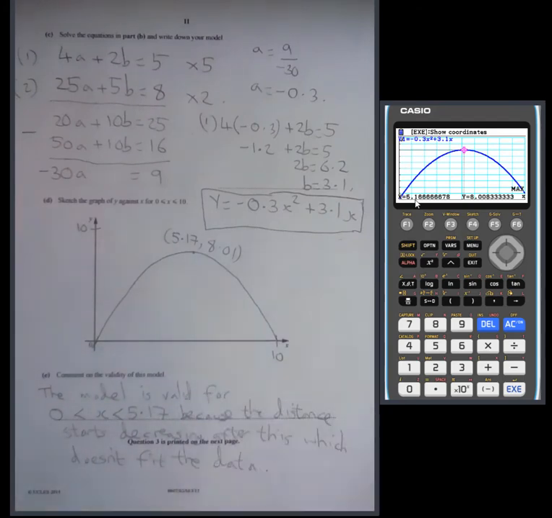So I've probably written too much then. I think even if you just sort of wrote the first bit, it would probably be okay. If you just put, well, it looks valid for the first half and then it starts going down, something like that would probably get you the mark. They're instructed to try and be positive with their marking.